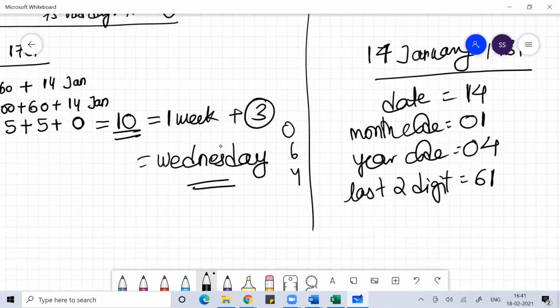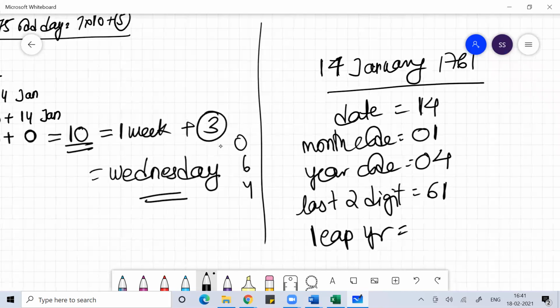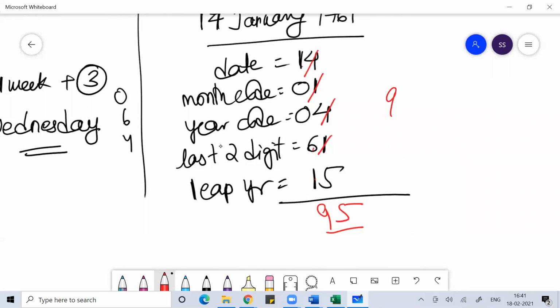Okay, and then how many leap years came? In 61 years, how many leap years have come? So 61 divided by 4. 15 fours are 60, so 15 leap years came. Do the sum of this: 8, 9, 10, 15, 1 carry, 6, 7, 8, 9, 95. 95 odd days means 91 is 13 weeks, plus 4 days extra.